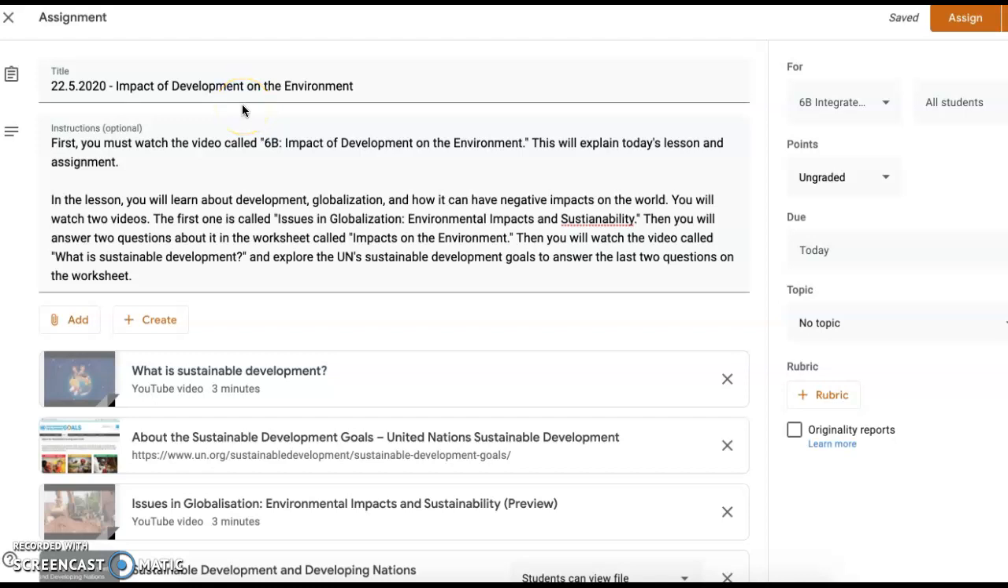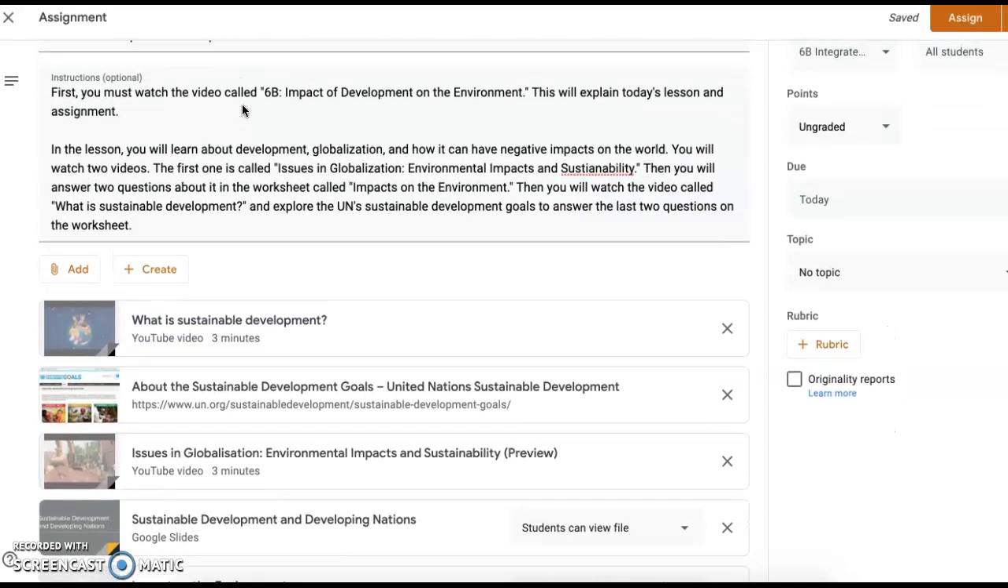Good morning, class. So today we're going to be learning about the impact of development on the environment. So how do developing cities and developing countries impact the environment? How does the growing of cities and the growing of settlements maybe have a negative impact on our world? So to get started on that, let's start with our lesson today.